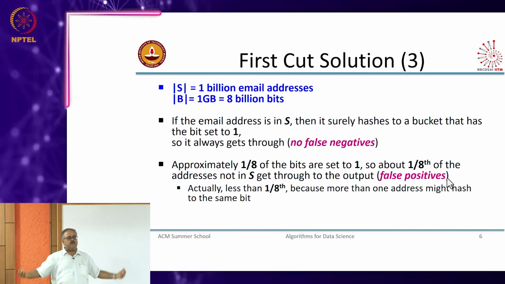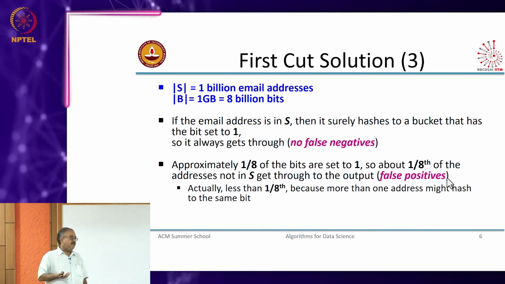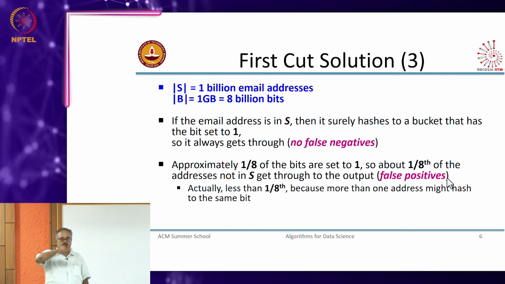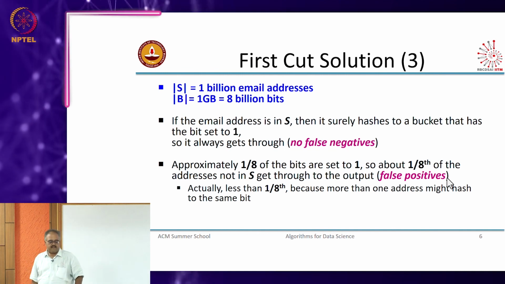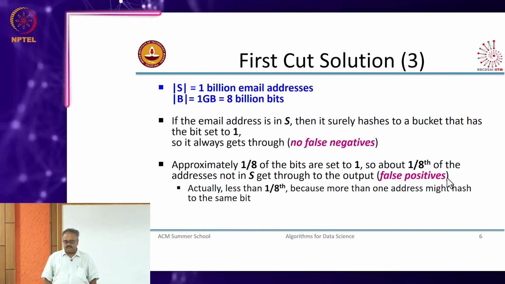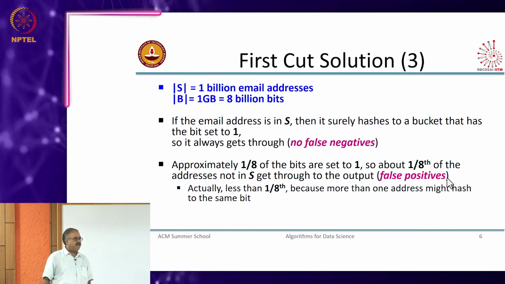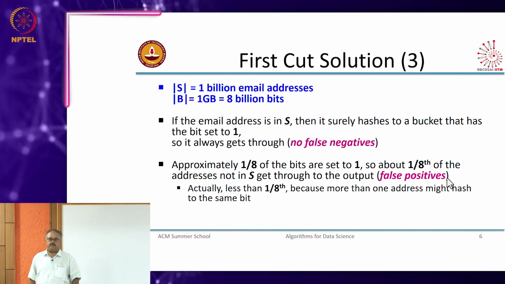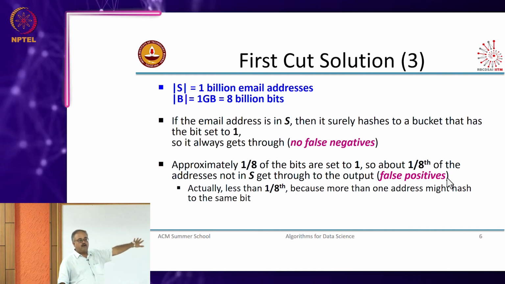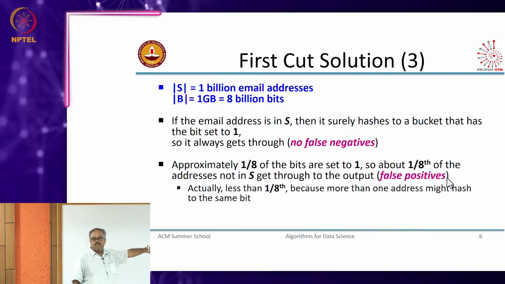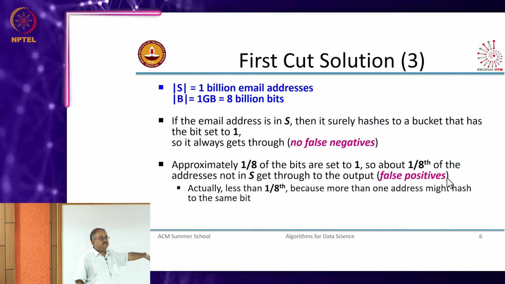And if my hash function is truly uniform, that would mean that about 1/8 of the addresses might actually go through of all the things that come. So, you can think of the false positive rate as being something like 1/8, so 0.125 is my false positive rate. That means of all the things that are not in S, 12.5% of them might actually go through. Seems like a large number, right.